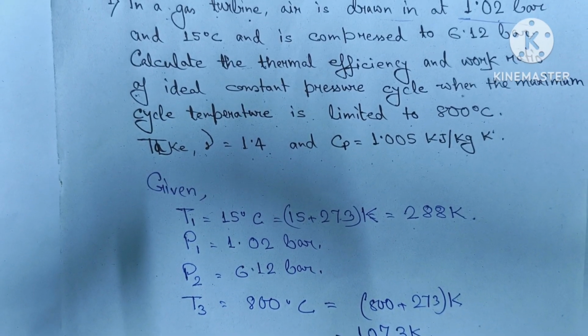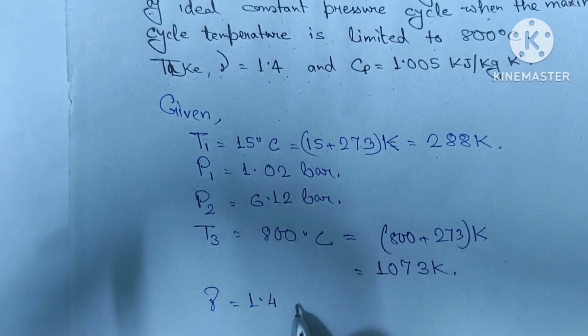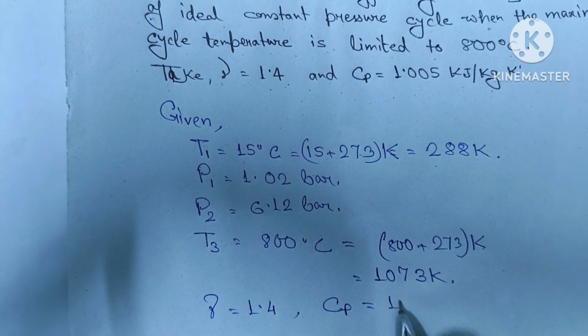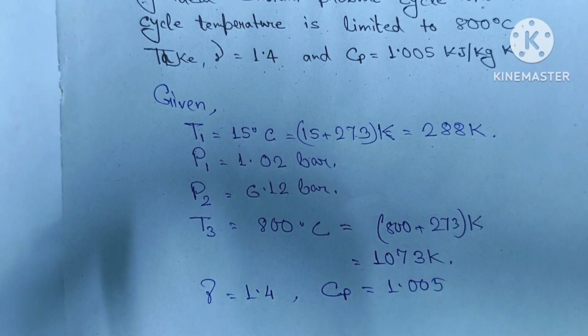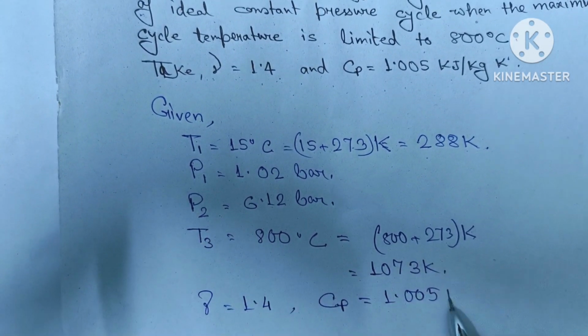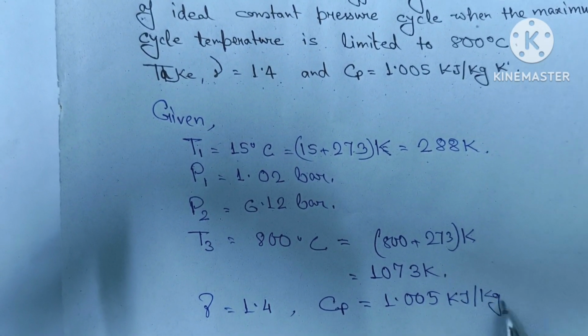And lastly it is given gamma equals to 1.4 and the value of Cp is given. So gamma equals to 1.4 and Cp equals to 1.005 kilojoule per kg Kelvin.